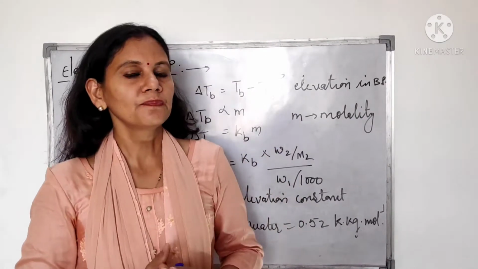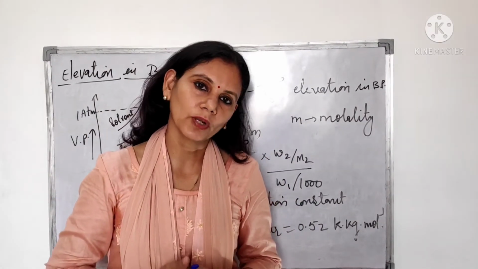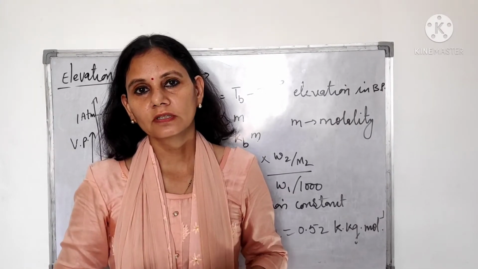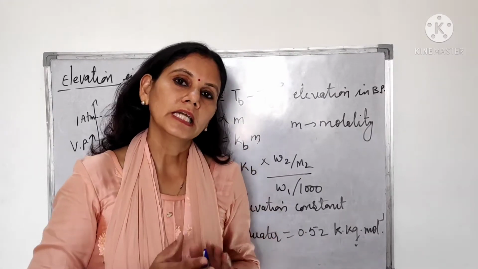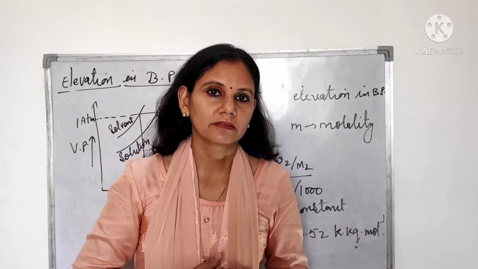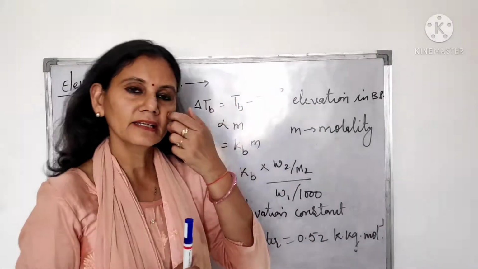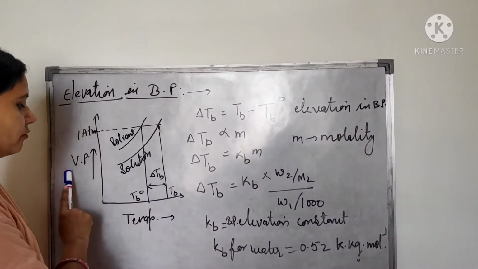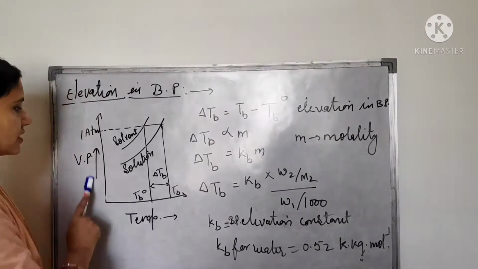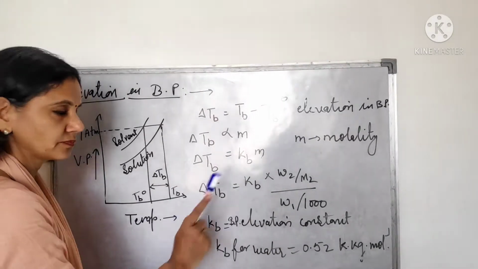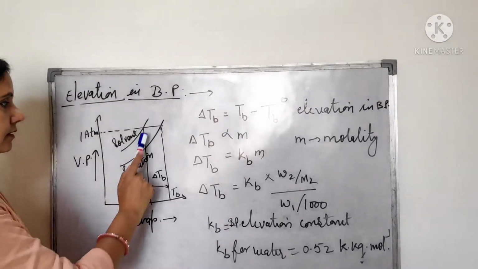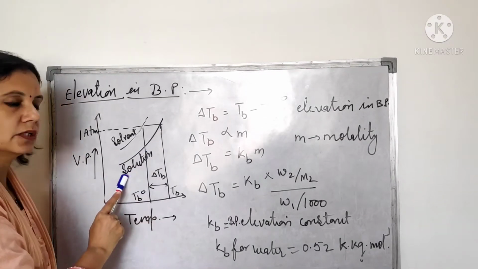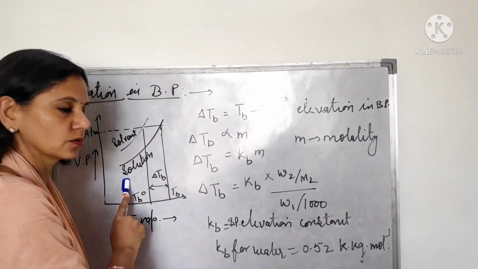So we are relating the elevation in boiling point with the molality. What is molality? Molality is the moles of the solute per 1 kilogram of the pure solvent. So we relate elevation in boiling point with molality, and one graph is there. The graph is related with vapor pressure and temperature. Vapor pressure is increasing here and temperature is increasing here. This graph is for the pure solvent, and this graph is for the solution. Solution means in which non-volatile solute is also there.